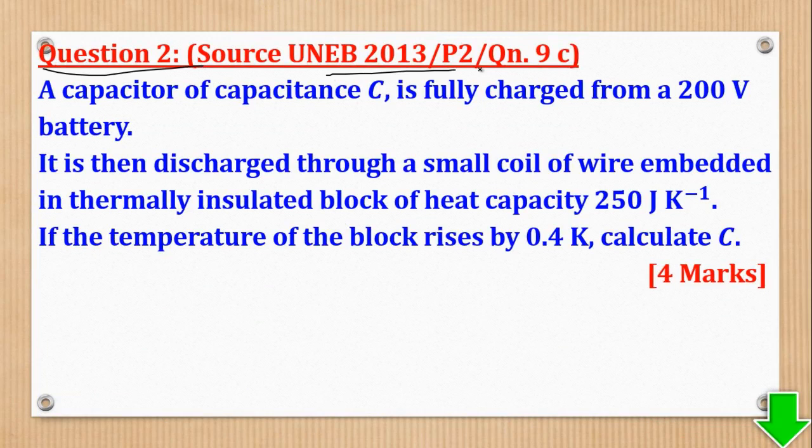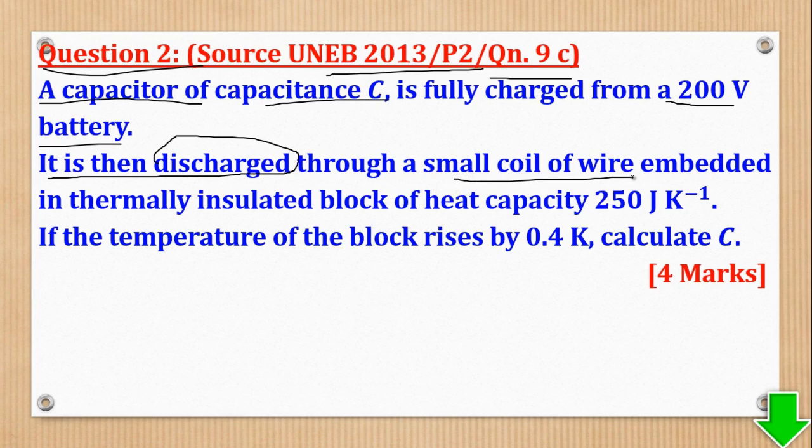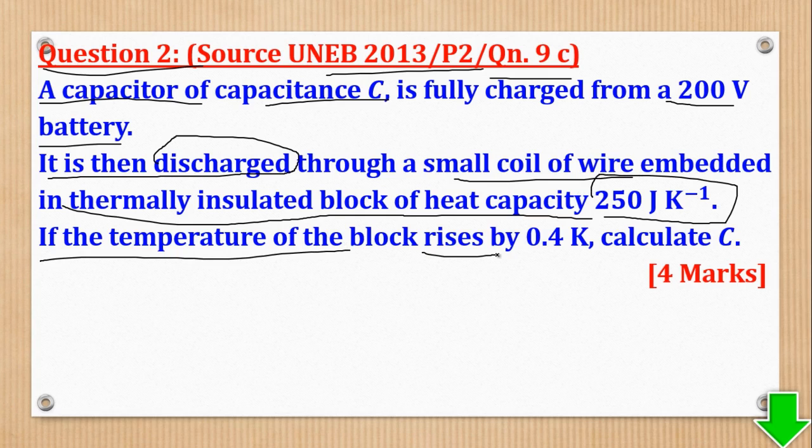Then question 2 came from UNEB 2013, paper 2, question 9c, and says a capacitor of capacitance C is fully charged from a 200 volt battery. It is then discharged through a small coil of wire embedded in a thermally insulated block of heat capacity 250 joules per Kelvin. If the temperature of the block rises by 0.4 Kelvin, calculate the value of C.